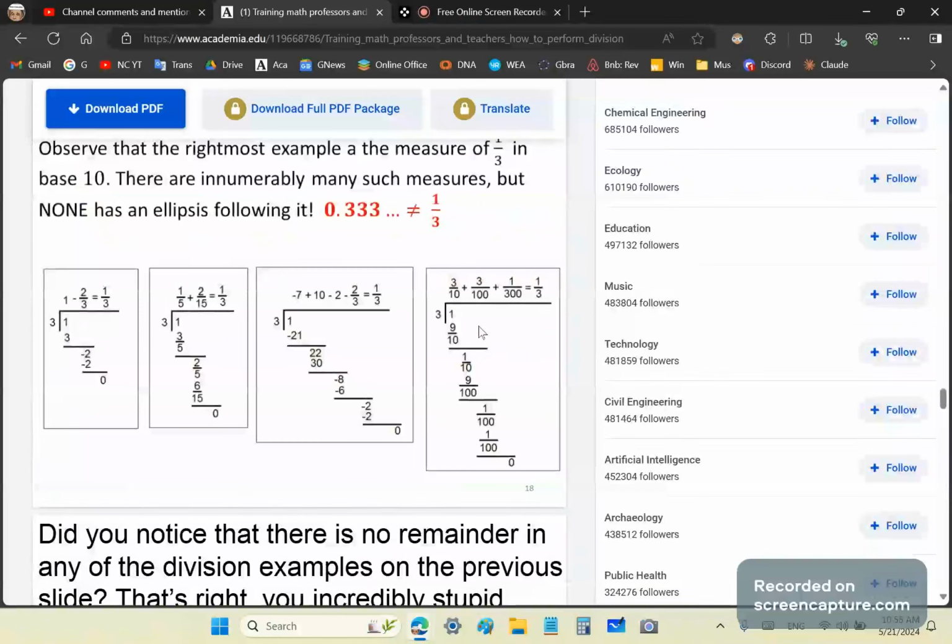I could have carried on this division here, by the way. I could have set up here 300ths and then continued and stopped whenever I felt like it. But wherever I stopped, there would be no remainder, okay? Because this here is part of the quotient. It's the last part of the partial quotient.